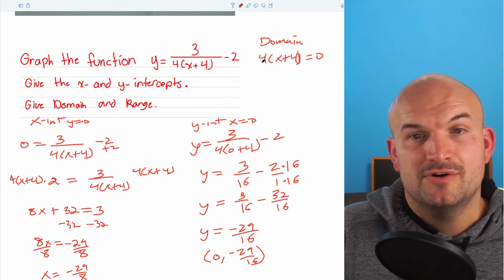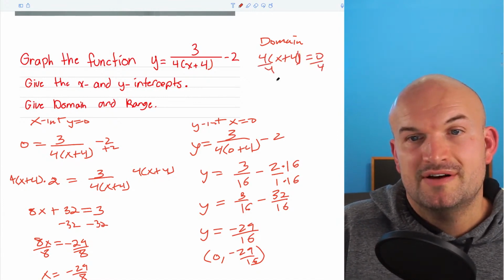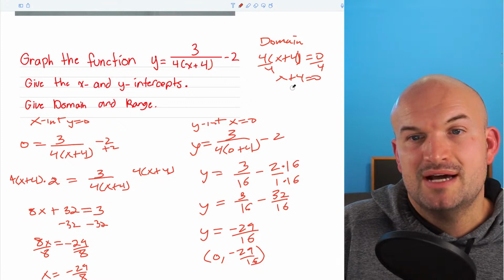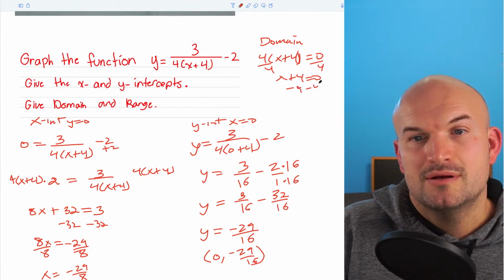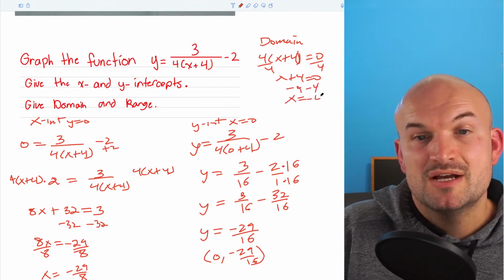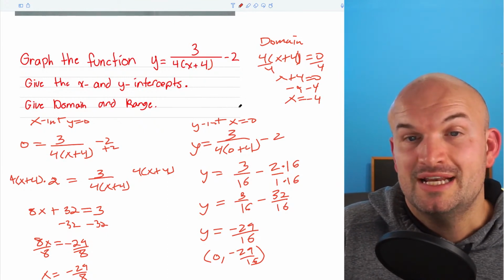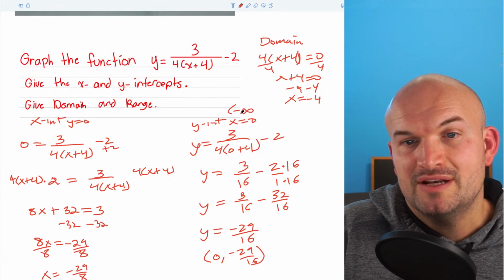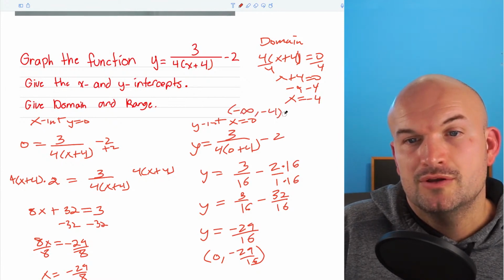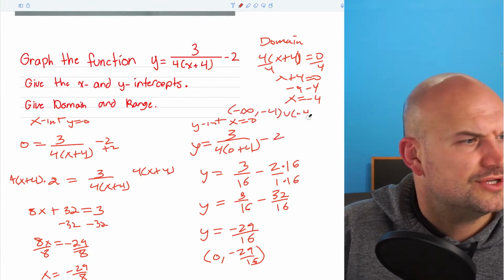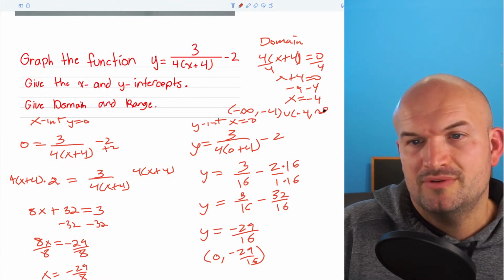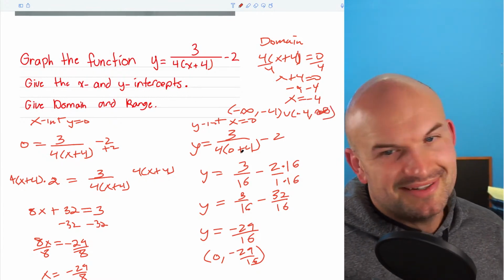All right, and therefore you divide by 4. You have x plus 4 equals 0, minus 4, x equals negative 4. So therefore, the domain is going to be all real numbers except for negative 4. And the way we can write that in interval notation is going to be negative infinity to negative 4, union negative 4 to infinity. That's a horrible infinity, but I wasn't looking at the screen.